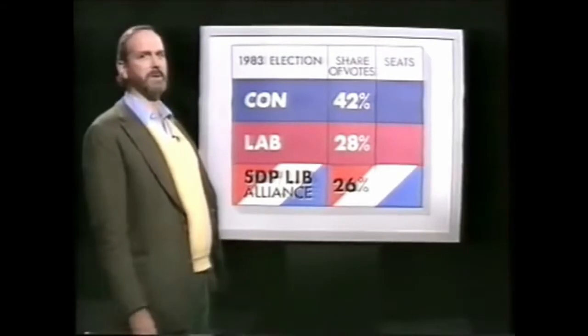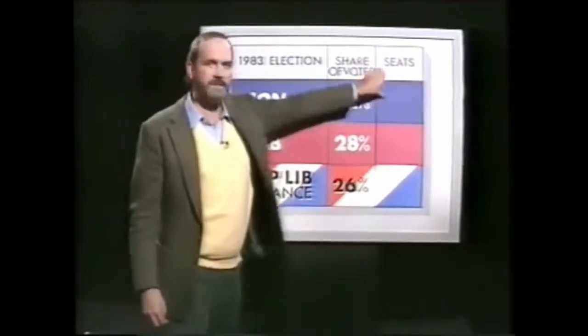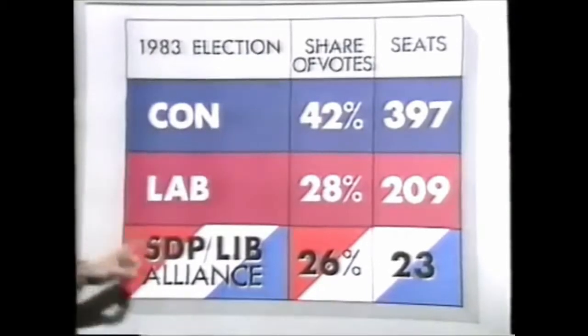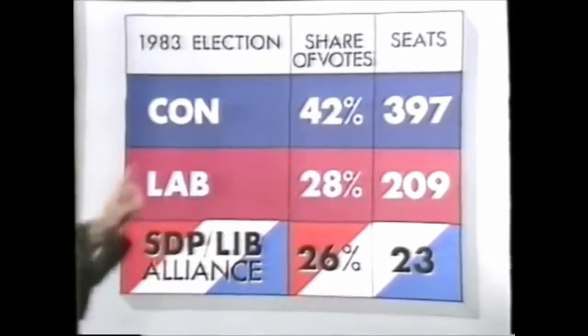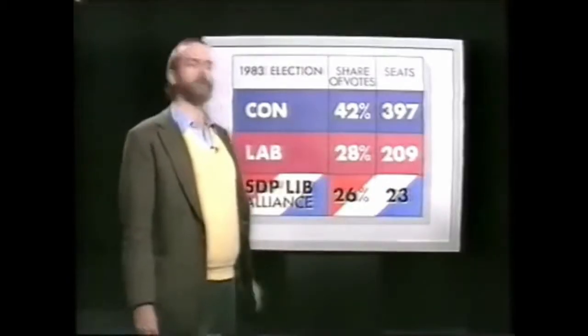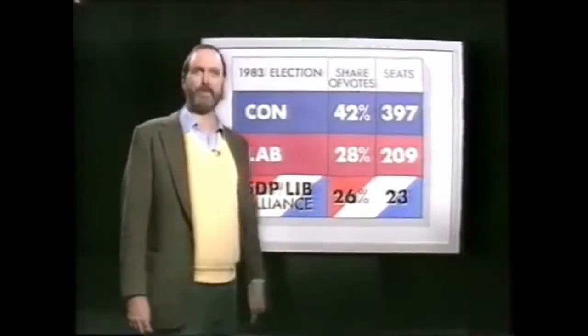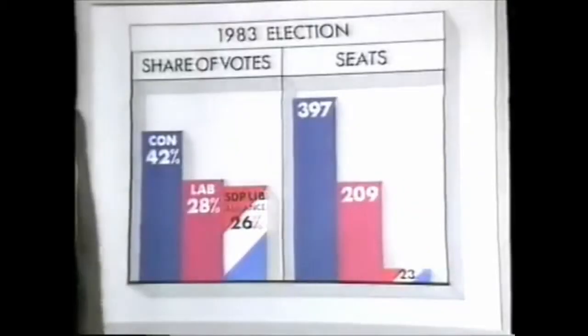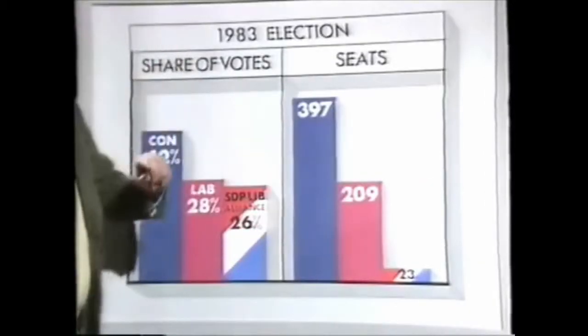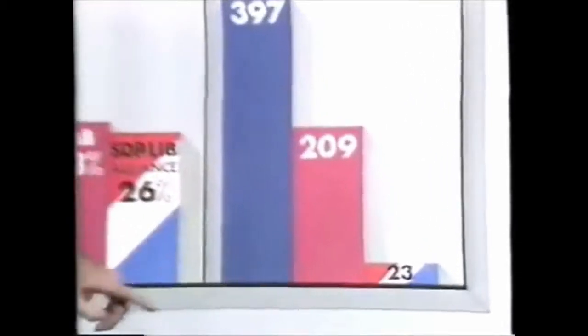Now, here's the number of seats they got as a result. Conservatives, 397, Labour, 209, SDP, Liberal Alliance, 200... Oh, only 23. Or look at it this way. On the left, the share of votes cast. Conservative, Labour, SDP, Liberal Alliance. On the right, the seats. Conservative, Labour, SDP, Liberal Alliance.